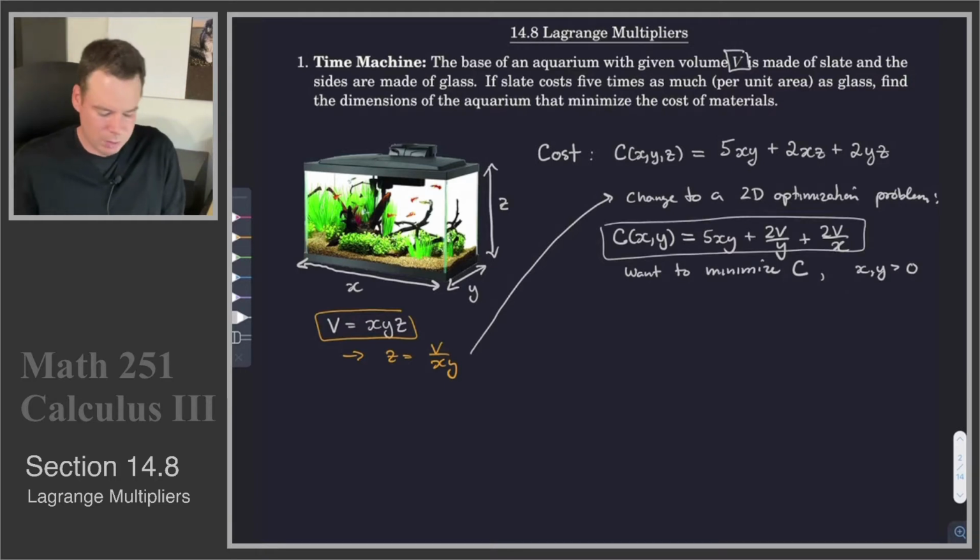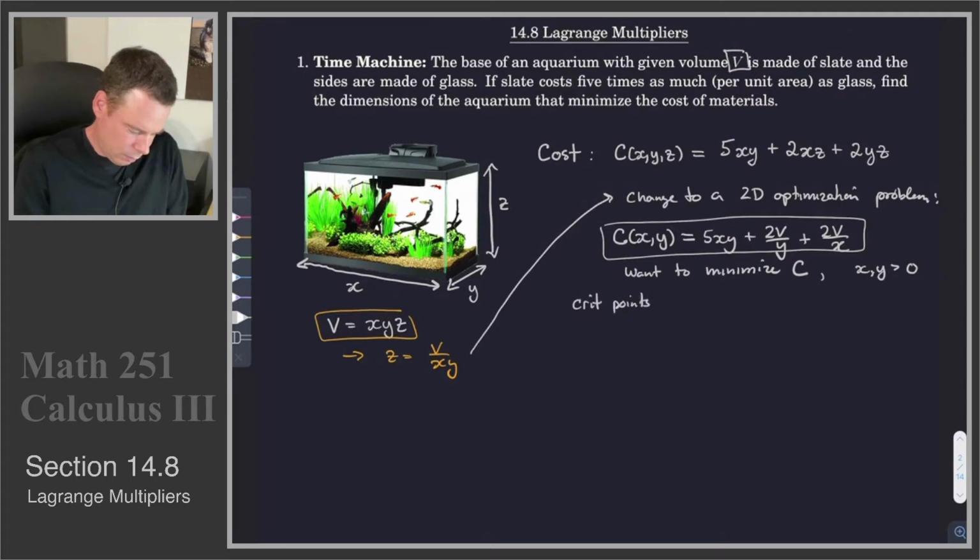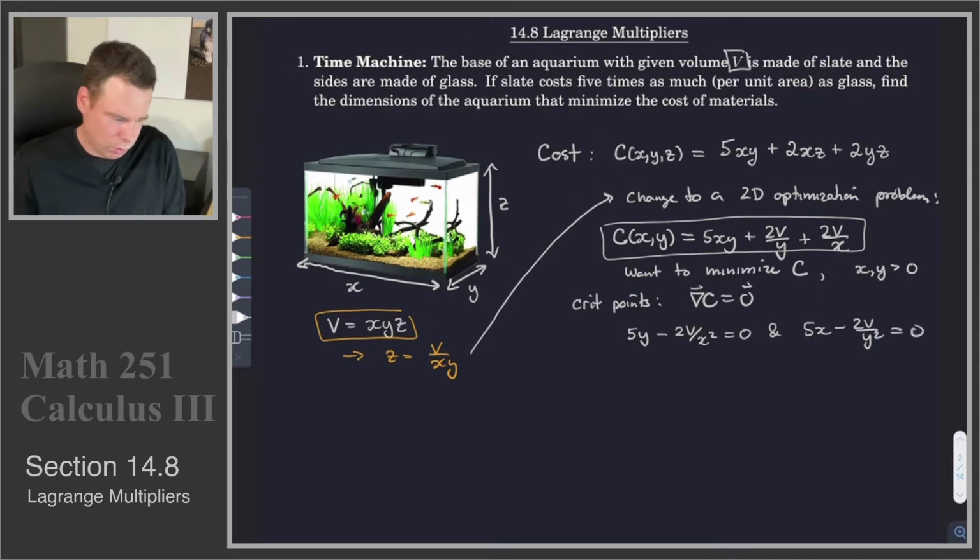So now this is our 2D optimization problem. Find the minimum value of this. How do we do it? We find the critical points first. These are going to be the places where the gradient is 0. In other words, the two partial derivatives have to be 0, so that's equivalent to saying that the gradient is the 0 vector. The x partial being 0, that means that 5y minus 2v over x squared has to be 0. And we have that 5x minus 2v over y squared is equal to 0. So that's the x partial and the y partial equal to 0.